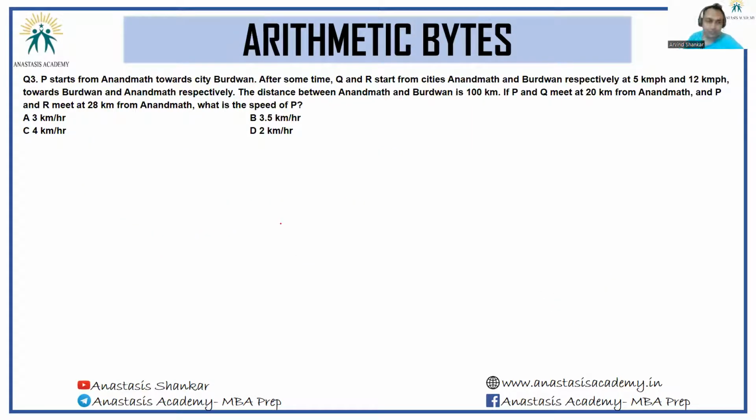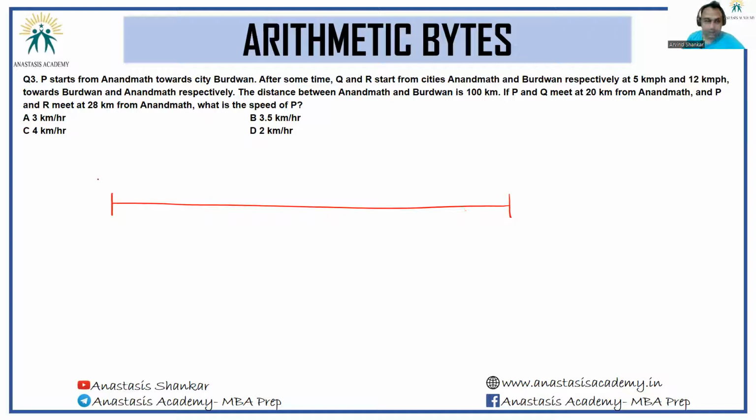Okay. P starts from Anandmat towards city Burdwan. After some time, Q and R start from cities Anandmat and Burdwan, respectively, at 5 kilometers per hour and 12 kilometers per hour, towards Burdwan and Anandmat, respectively. The distance between Anandmat and Burdwan is 100 kilometers. If P and Q meet at 20 kilometers from Anandmat and P and R meet at 28 kilometers from Anandmat, what is the speed of P? Okay.